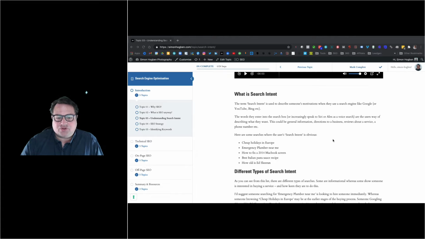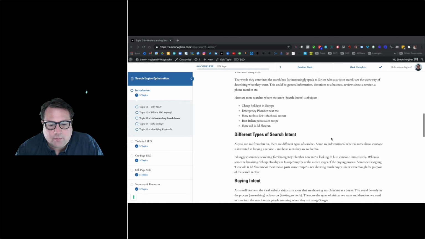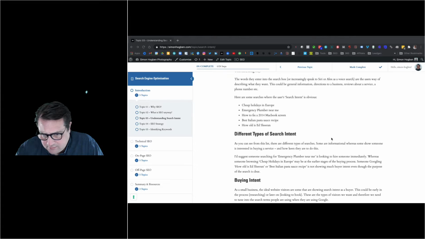So some types of searches, it's pretty obvious what the search intent is. So if somebody searches for cheap holidays in Europe, emergency plumber near me, how to fix a 2014 MacBook screen, best Italian recipe, how old is Ed Sheeran, just a few of them as some ideas. It's fairly obvious what the person is trying to find, and that's what Google's purpose is. So if somebody looks for an emergency plumber near me, Google needs to think, how do I find a plumber? Do I know they're an emergency plumber? And where is near me? So what's the location of the searcher?